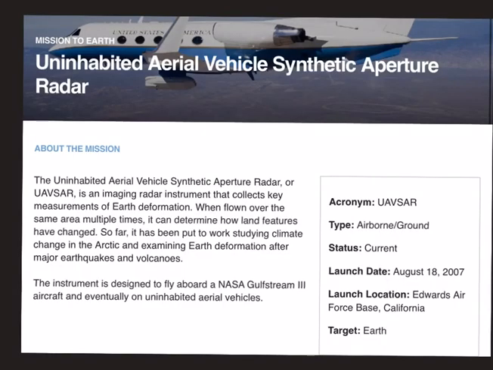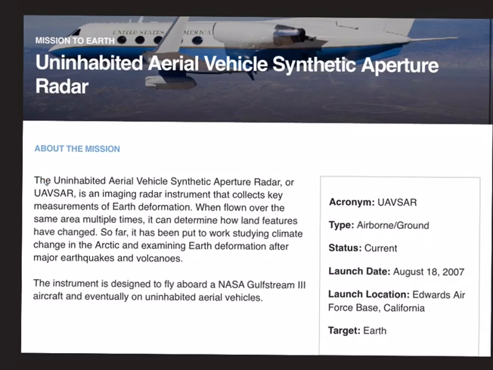In the first place, we have Uninhabited Aerial Vehicle Synthetic Aperture Radar, which is popularly known as UAV SAR. So what is the focus of this mission? See, this mission is an imaging radar instrument that collects key measurements of Earth's deformation. So, the main objective of this mission is to determine how land features have changed, especially after earthquakes or volcanoes. And so far, it has been put to work studying climate change in the Arctic.